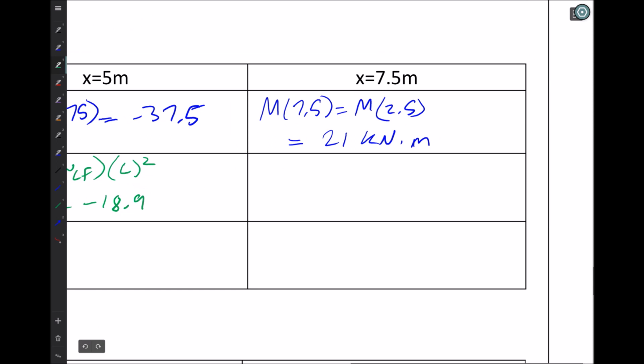And over here, from the discussion I just had, let's zoom in and I'll resketch it. I've got a beam that is supported there, supported there, supported there. My moment distribution is going to look something like that. So if this moment here is minus 18.9, this moment here is going to be minus 18.9 divided by 2. So the moment at 7.5 is going to be equal to minus 9.45 kilonewton meters.